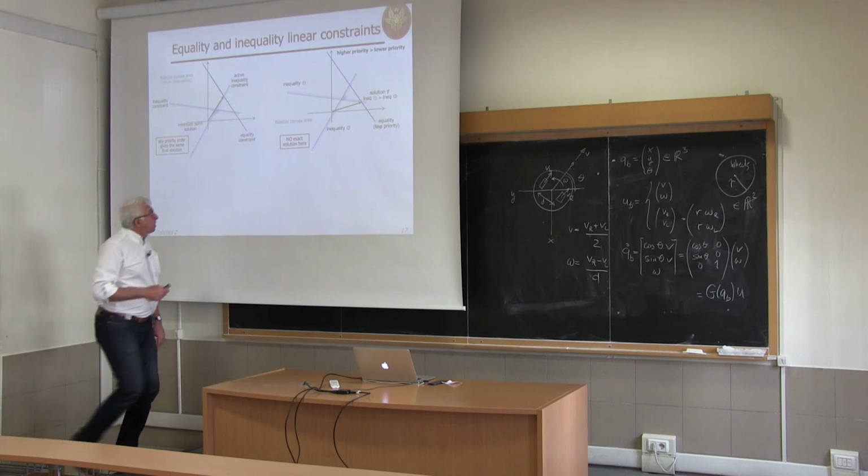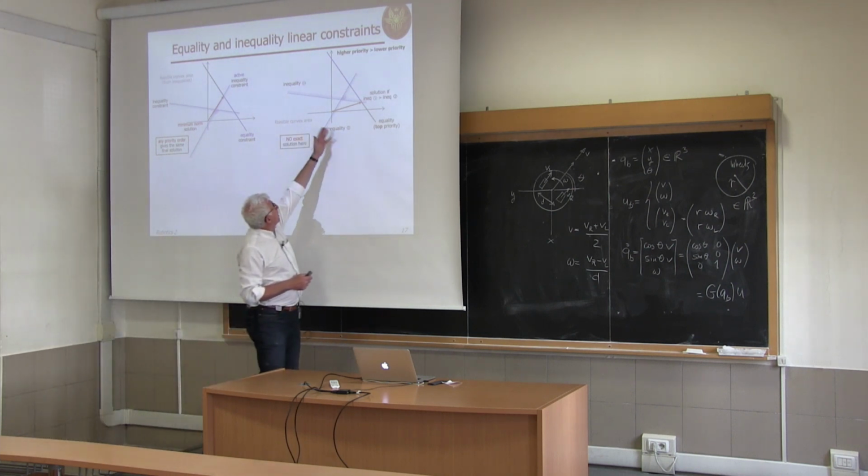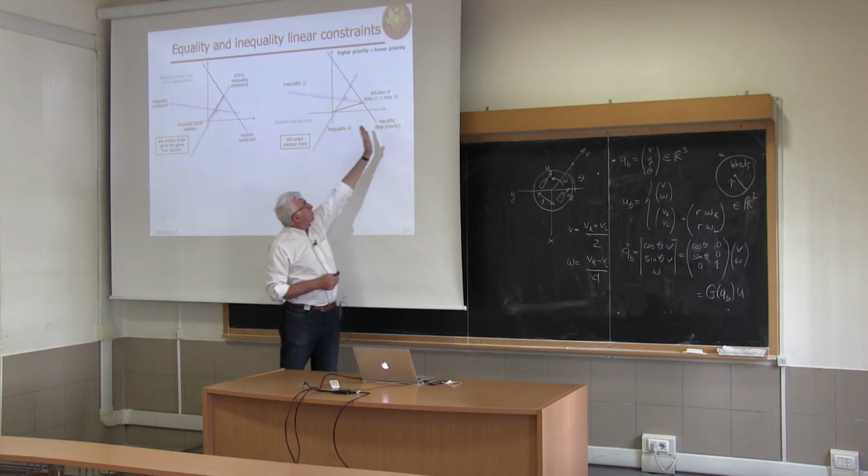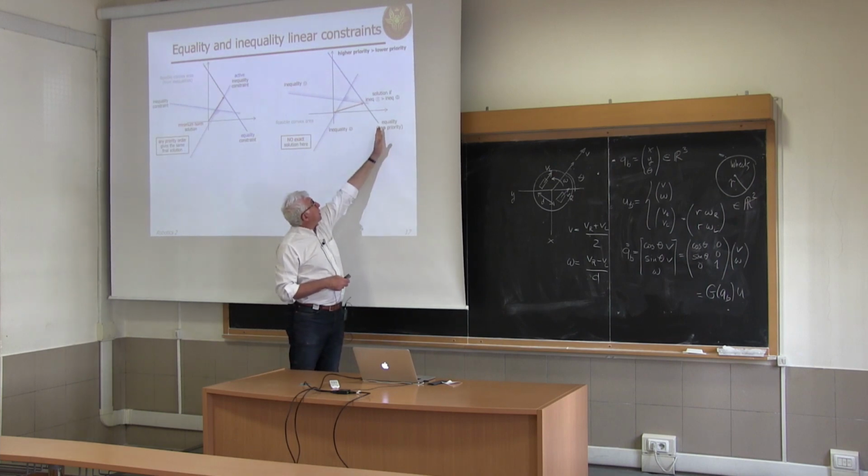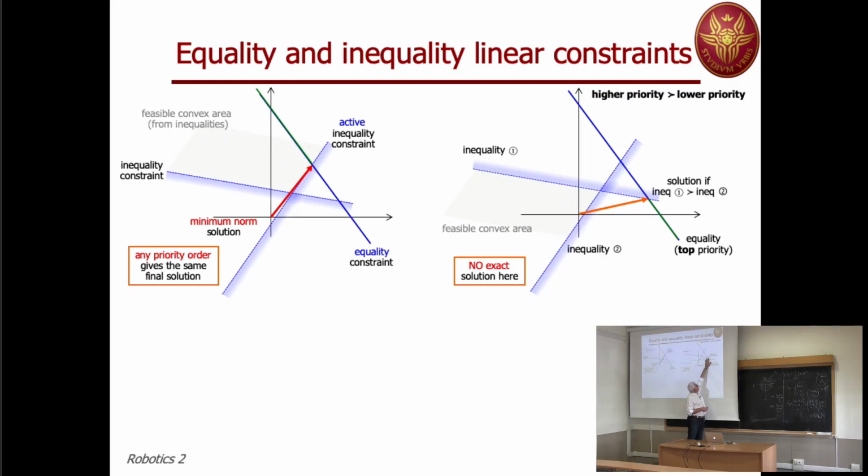Now here, inequality 1 is more important than inequality 2, so you take the top equality constraint, you will stay on this line, and all these green points will satisfy also inequality 1, but you will take the minimum norm solution there because it's also the one that minimizes the distance from the violated inequality 2, which is now of the lowest priority order. Okay? So you see that things may change differently.